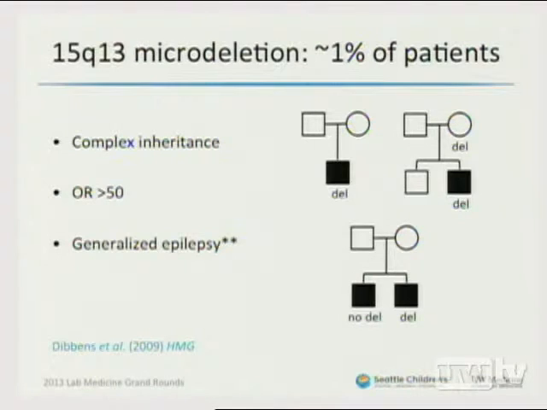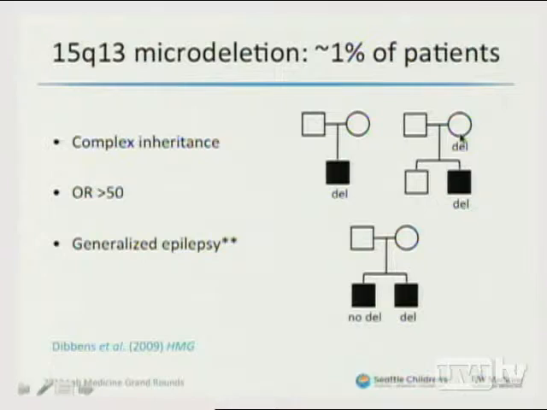But it's more complicated than that. This is an example of some of the types of pedigrees that we see in families with this deletion. The important thing here is that this deletion is a significant risk factor for developing epilepsy, but it's not the whole story. So we find cases where the patient inherited the deletion from a parent who never had epilepsy and is seemingly normal.